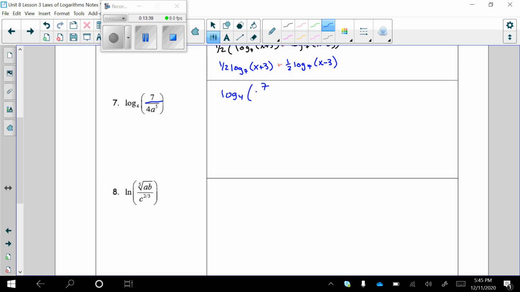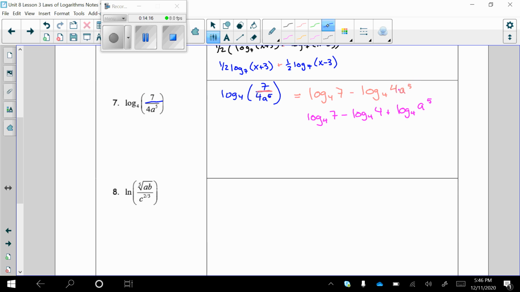So if you have 7 divided by 4a to the 5th, before I deal with expanding the denominator, I'm going to expand that first using the subtraction. So log base 4 of 7 minus log base 4 of 4a to the 5th. All right, and then go ahead and work on expanding this portion of it for me. All right, so hopefully you got here. We just are separating that with addition because this is multiplication.